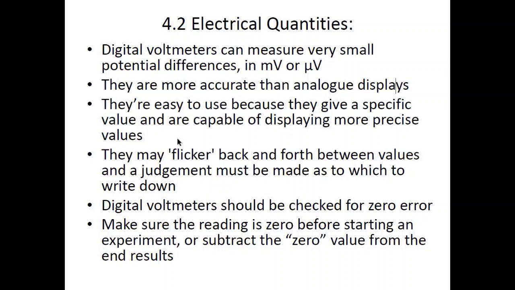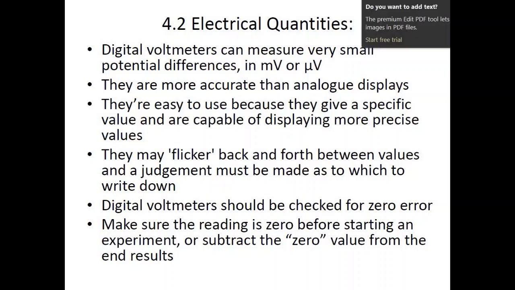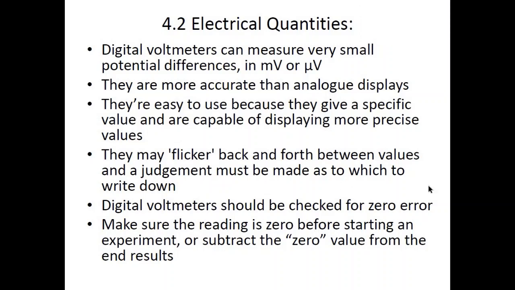Digital voltmeters should always be checked for zero error, and if they have a zero error, then you'll have to adjust it. If you don't know how to do that, then you'll simply have to go back and watch the lecture for section 1 and you'll know how to fix zero error.